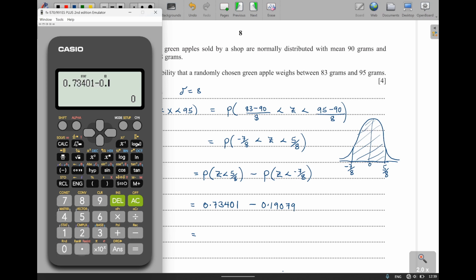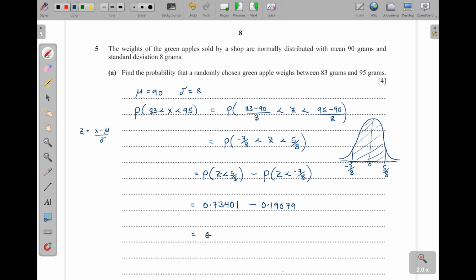When we subtract the two, what do we get? 0.73401 minus 0.19079. That is 0.54322. But I'll write the 3 significant figures, and that will be 0.543. Just like that.